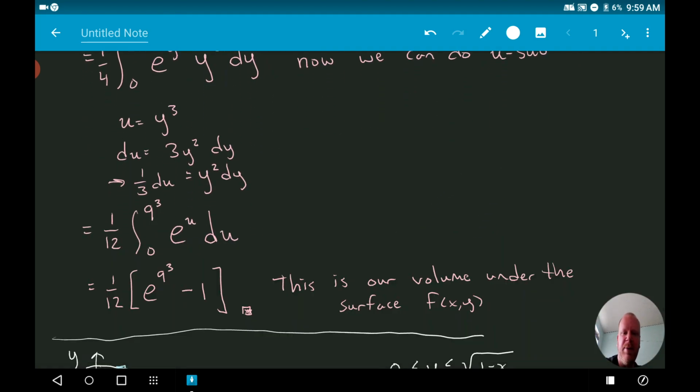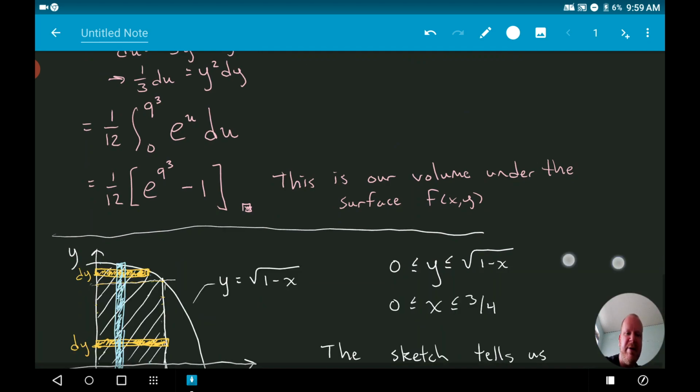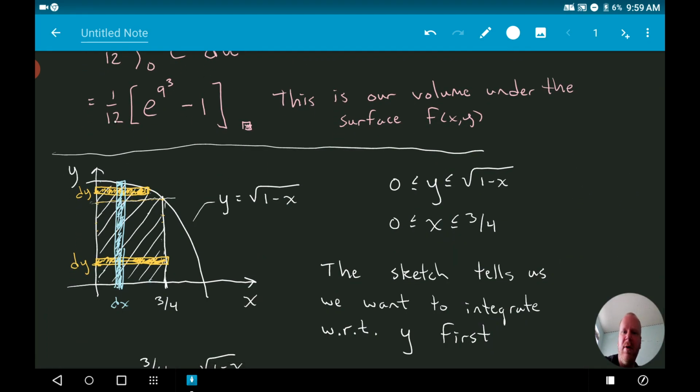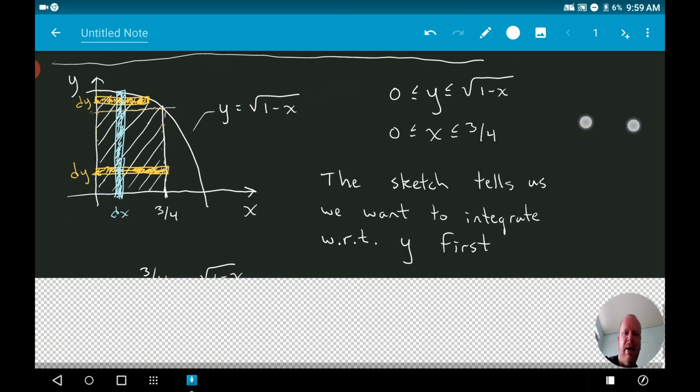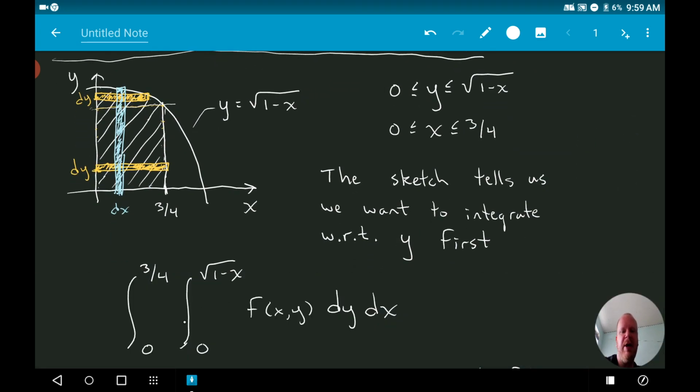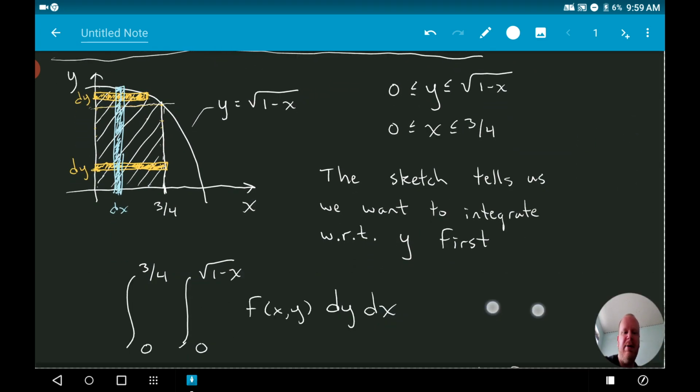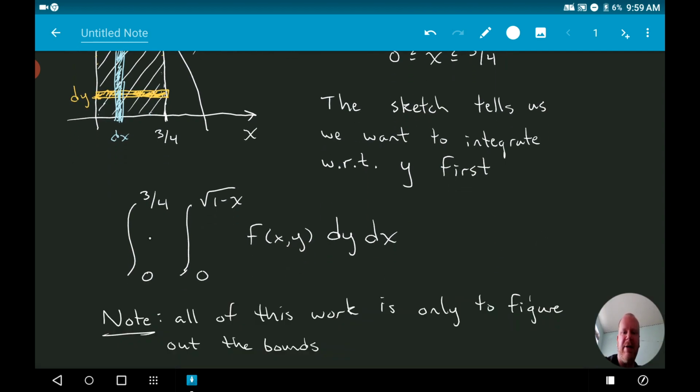But oftentimes, especially with triple integrals, instead of solving for this volume under the surface, what I'm going to ask you to do is just set up the integral, and this is all I'm asking for. All right, so if I ask you to set up a double integral that represents the volume under the surface z equals f of x and y over this region, this is where you can stop right here. So that's it for this video.